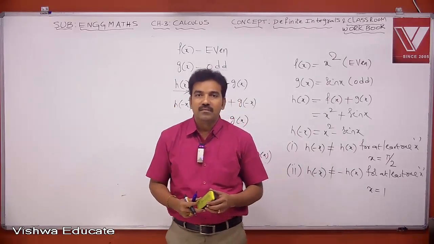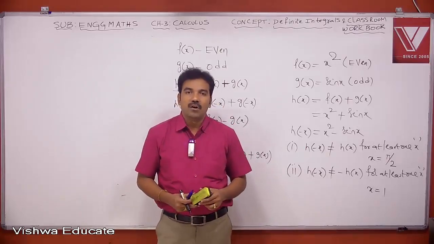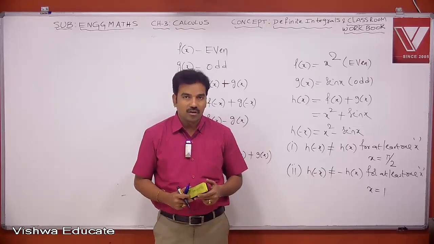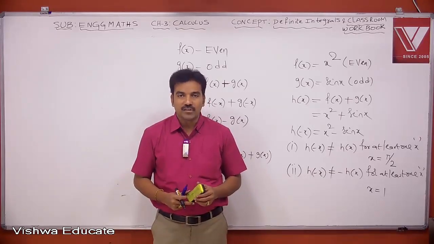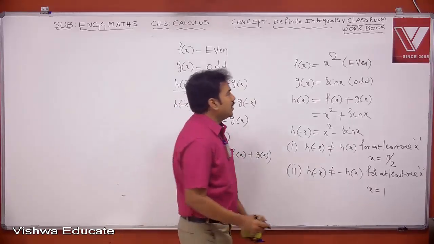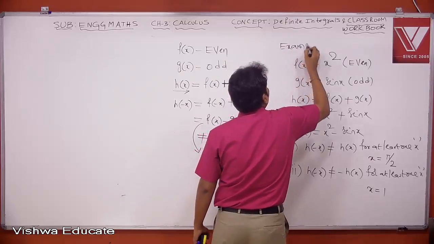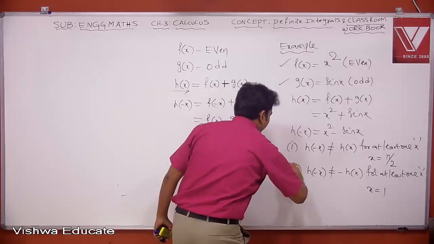The sum of even and odd functions is neither even nor odd. Example, you can take this. You work this out up to the last point.